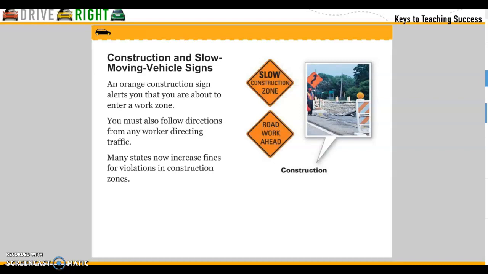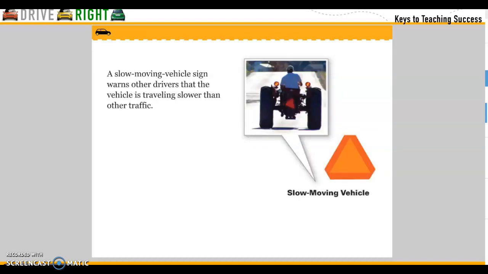Construction and slow-moving vehicles. An orange construction sign alerts you that you are about to enter a work zone. You must also follow directions from any worker directing traffic. Many states now increase fines for violations in construction zones. Slow-moving vehicle signs warn other drivers that the vehicle is driving slower than other traffic.